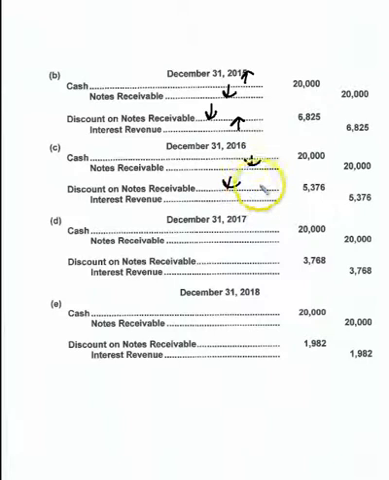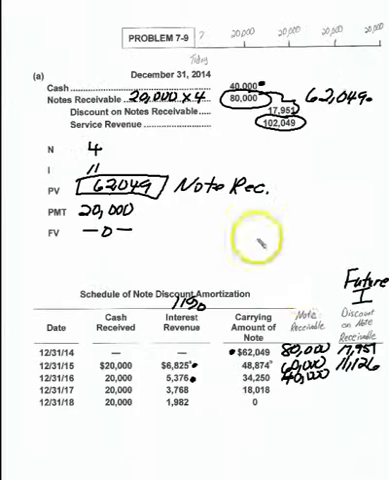Okay, so let's go back and look at how we're going to reduce the discount in our schedule. So it had a balance of 11,126. We're reducing it by this 5376. So now our balance is 5,750. And then we just keep going on with that.